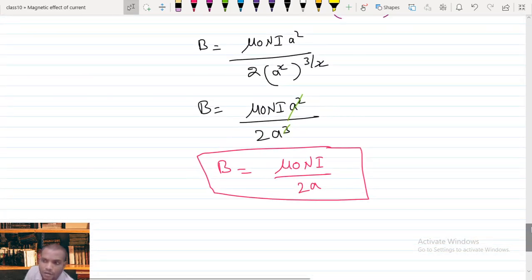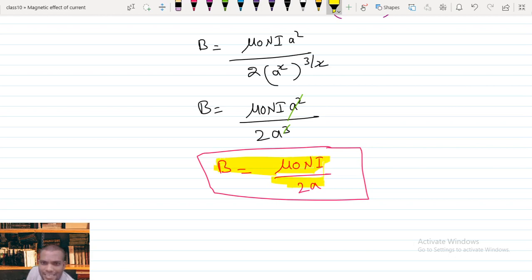So this is the expression of a magnetic loop which is having N number of turns, the magnetic field at the center, the magnetic field due to a current carrying coil at the center.